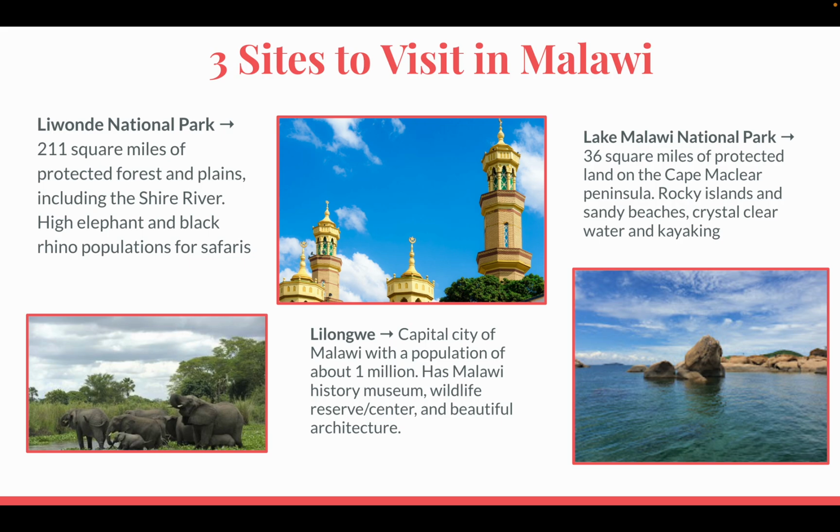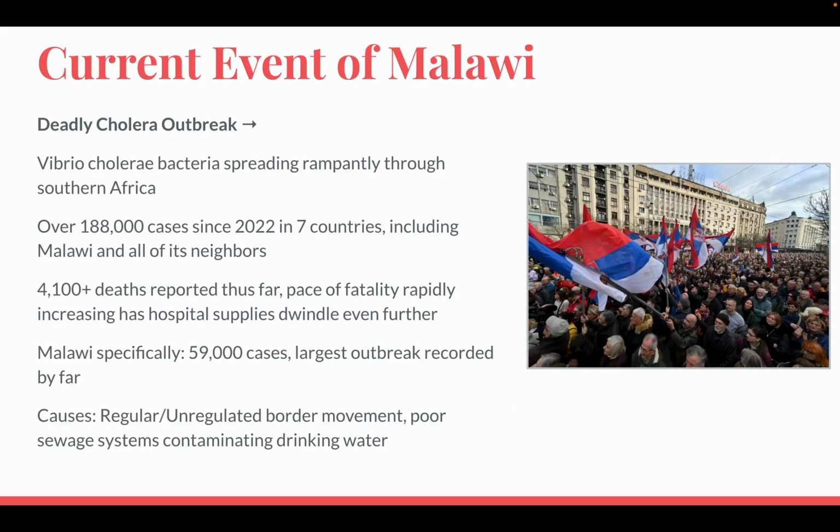Lake Malawi National Park is another place to see. It's 36 square miles of protected land on the Cape Maclear Peninsula. That would, of course, be a great place to visit because it has rocky islands, beautiful sandy beaches, and crystal clear water. So a current event in Malawi is the deadly cholera outbreak that's currently occurring.